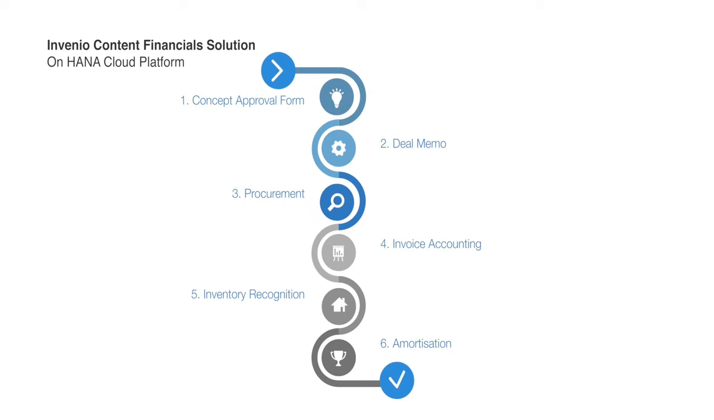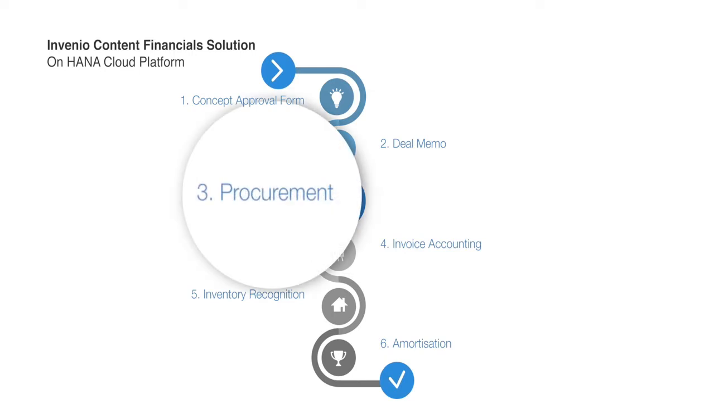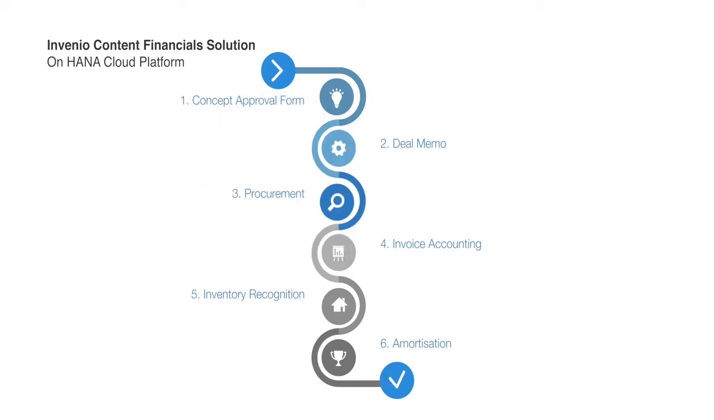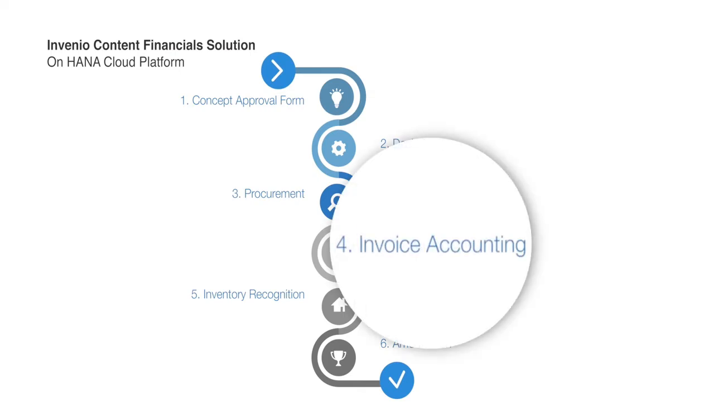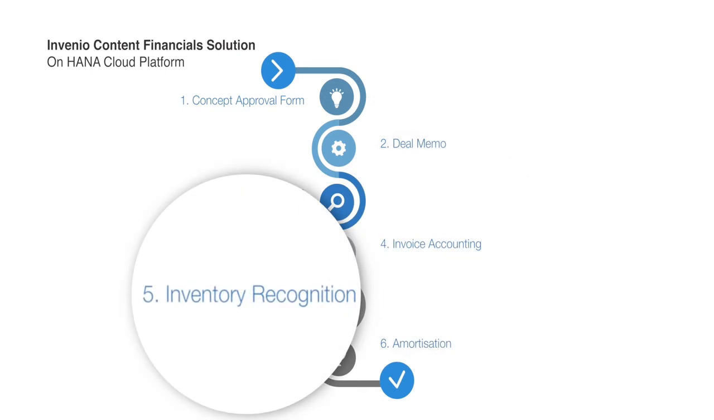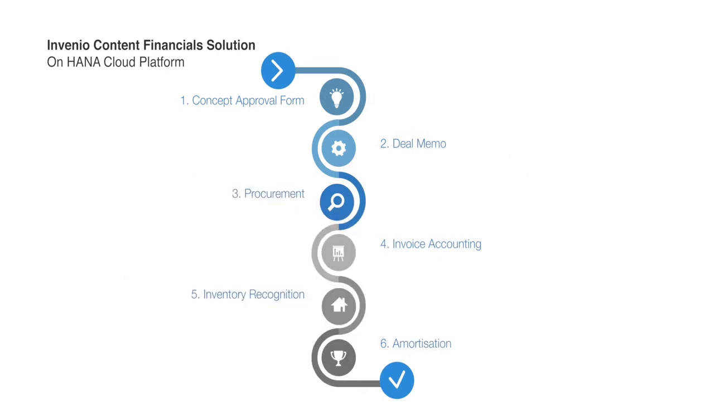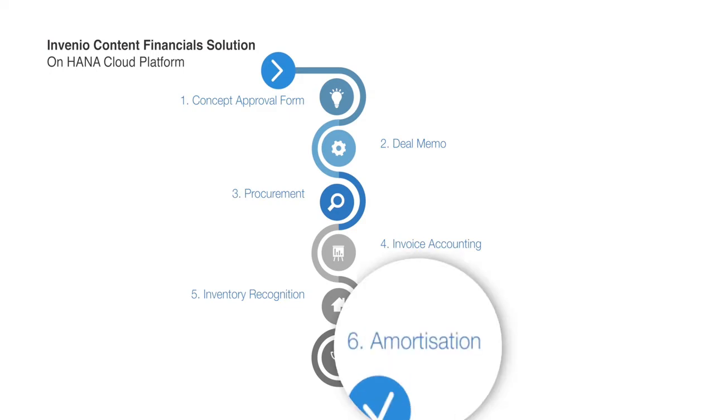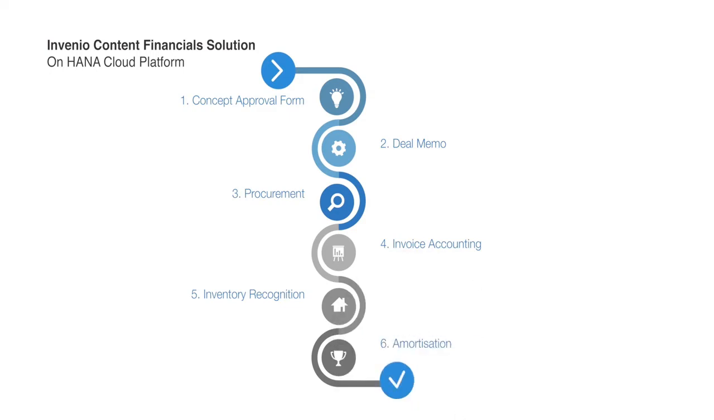Once the deal memo is approved and the standard SAP elements have been created automatically, procurement falls into place. POs will automatically be created, and once the service has been delivered or rendered, the service receipts are created and subsequent invoicing posted automatically. Inventory recognition is an important step, as this inventory will soon become IP on the balance sheet. It's at this point the inventory recognition and amortization principles are defined for the organization.